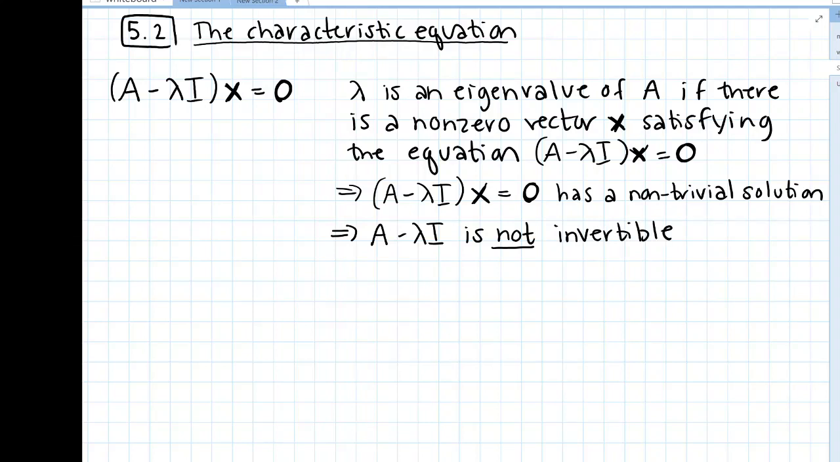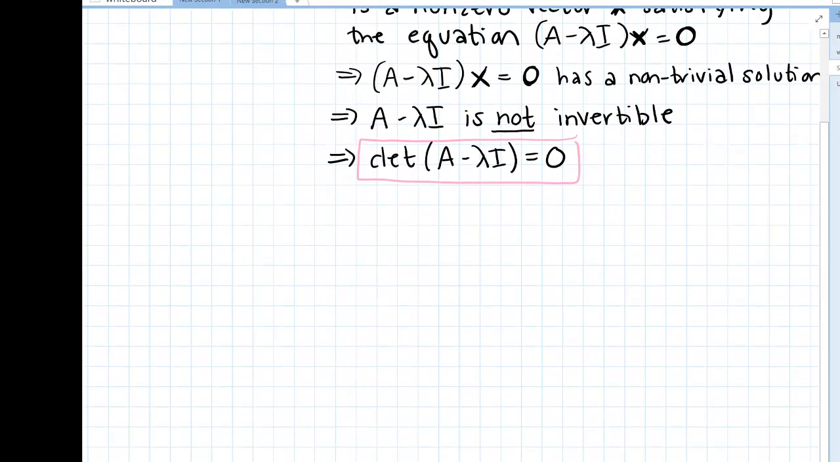And what do we know about matrices that are not invertible? Well, actually a whole lot of things, because of the invertible matrix theorem. But specifically, one thing that we know is that if a matrix is not invertible, its determinant is equal to 0. So that's the part that we're going to focus in on here: if lambda is an eigenvalue of a matrix A, that's always going to mean that the determinant of A minus lambda I is going to equal 0. And so we can basically use this fact to find eigenvalues.